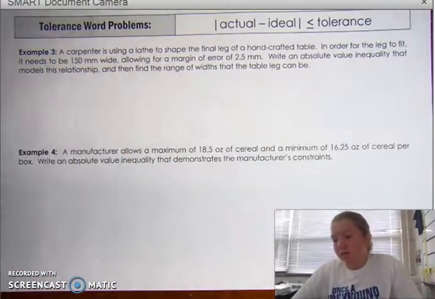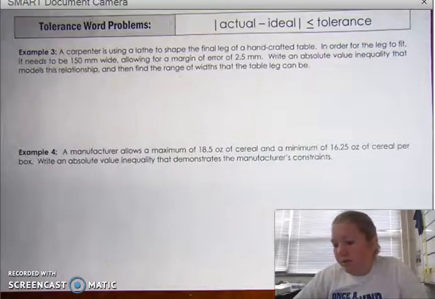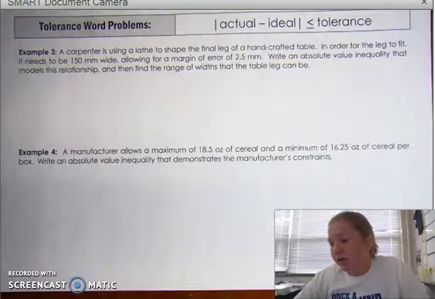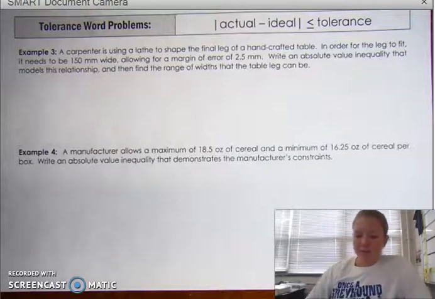So example 3, a carpenter is using a lathe to shape the final leg of a handcrafted table. In order for the leg to fit, it needs to be 150 millimeters wide, allowing for a margin of error of 2.5 millimeters. Write an absolute value inequality that models this relationship, and then find the range of widths that the table leg can be.